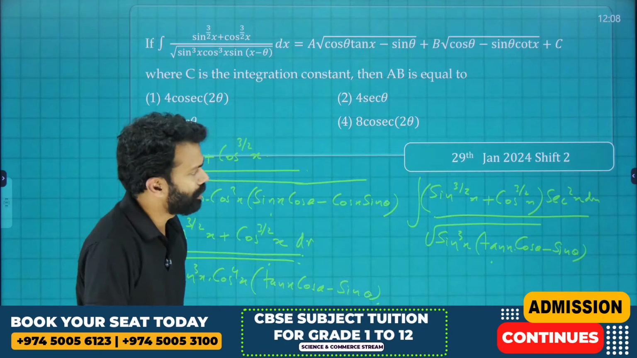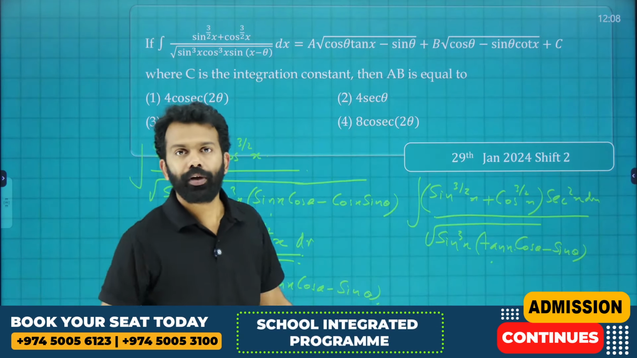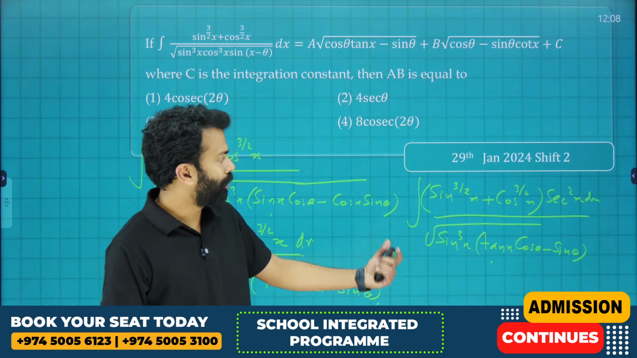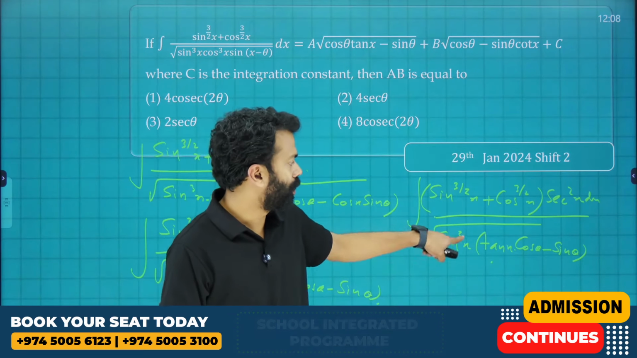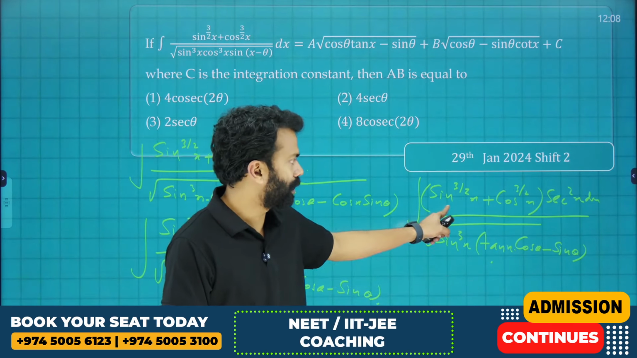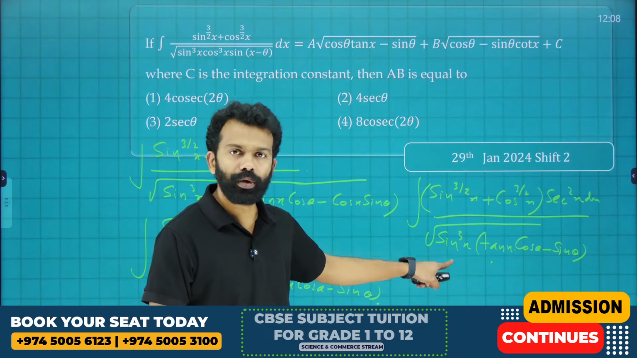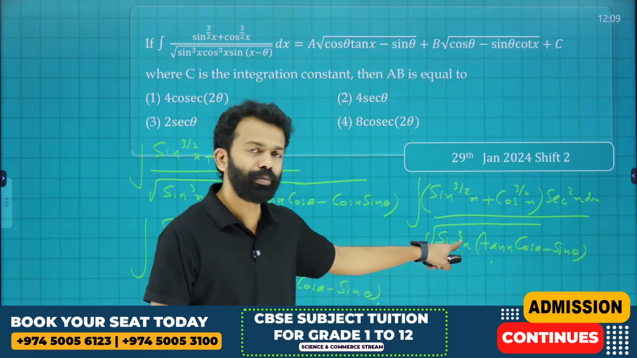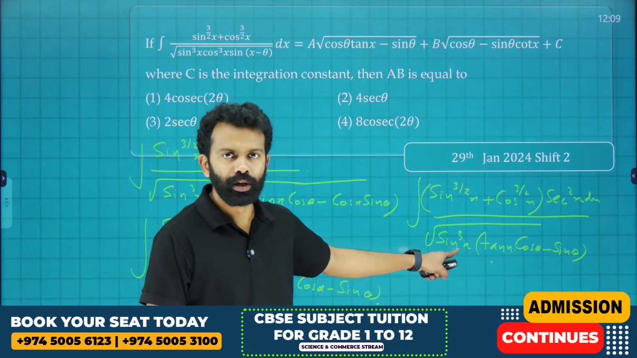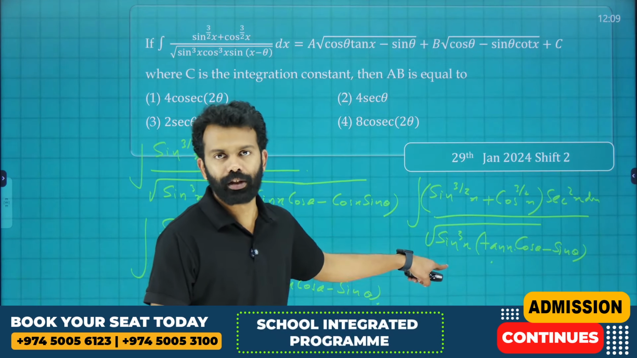As there is sec square x here, it will be helpful if you introduce tan x. So what I am going to do is divide numerator and denominator by cos raised to 3 by 2. It will be tan raised to 3 by 2 plus 1, and it will be square root of sin cube by cos cube. It is actually sin raised to 3 by 2x here. If you divide that by cos raised to 3 by 2, here also it will become tan raised to 3 by 2.